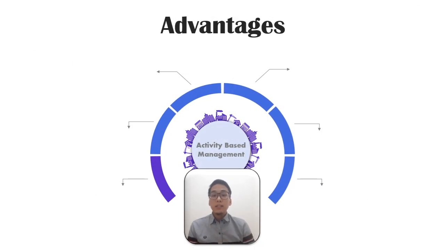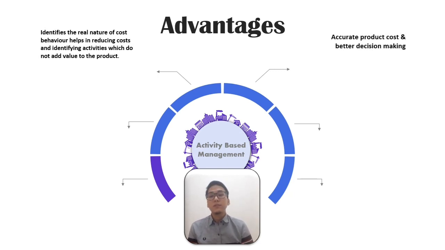Okay, so next I'm going to present the advantages that those companies are going to get after implementing ABM and also ABC. The main advantages are, first, they can identify the real nature of cost behavior, which helps in reducing costs, and also identify activities which do not add value to the product. And next, they get accurate product cost and better decision making.